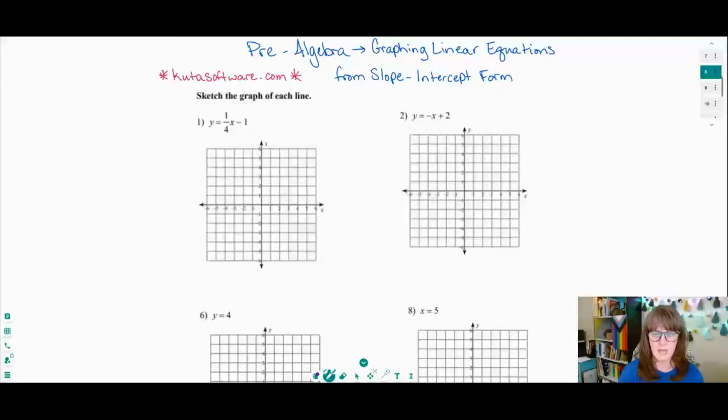We're going to be graphing linear equations. Last week we talked about how to find slope, so we're going to be using that skill and going on to the next step with graphing. I might switch next week to transformations, like rotations, reflections, translations, and dilations.